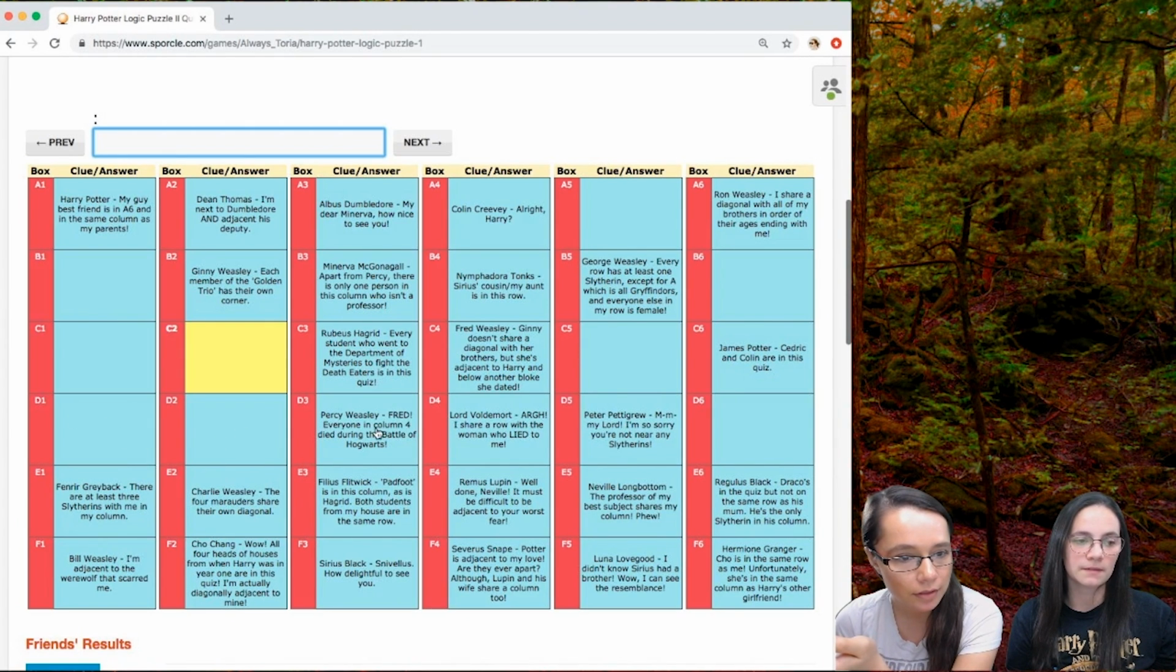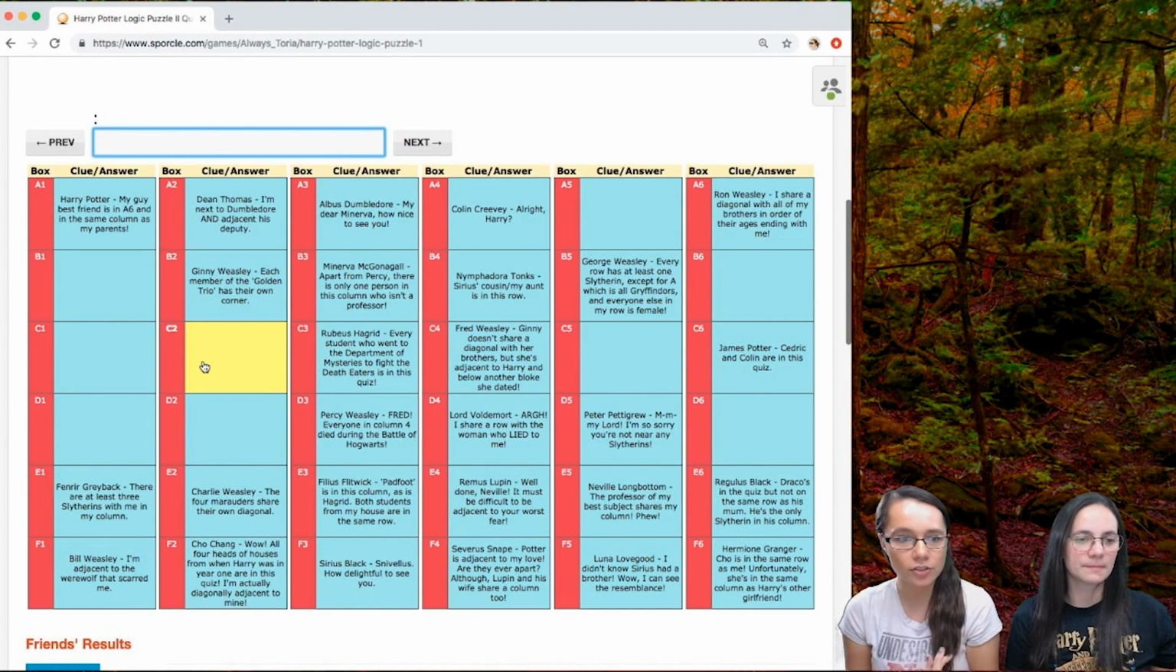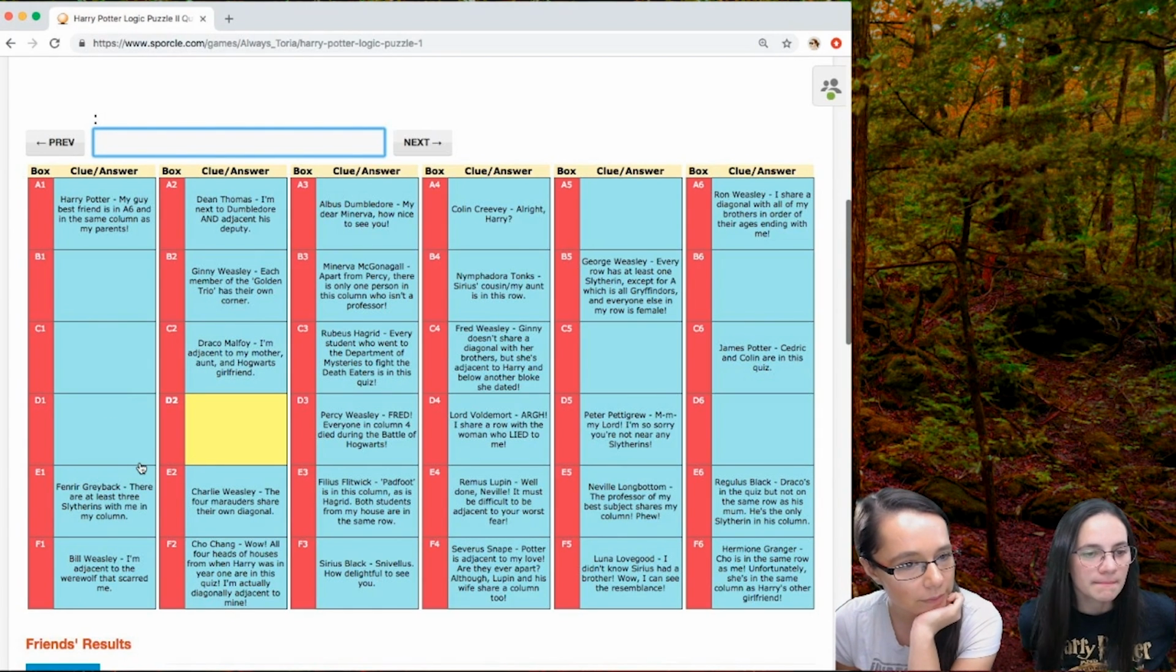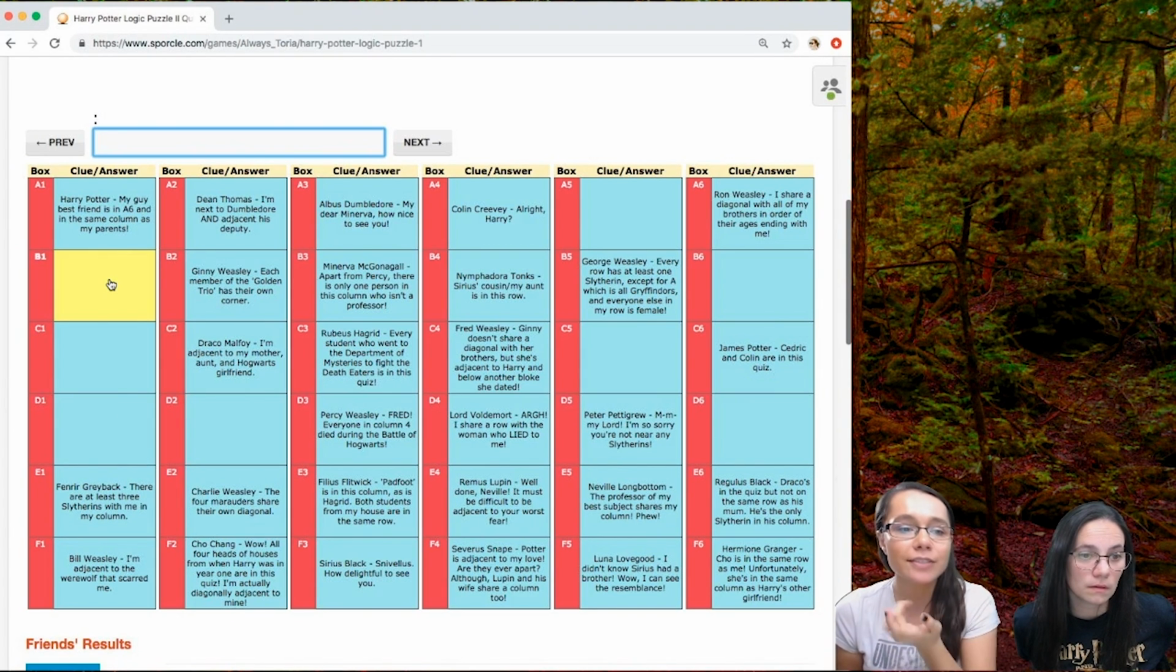Why is his mom specifically D1? Because she's in this row. Because Voldemort says, I share a row with the woman who lied to me. So then Draco has to be C2. Okay, yay! I'm adjacent to my mother, aunt, and Hogwarts girlfriend. Okay. So his aunt's the only one who died.